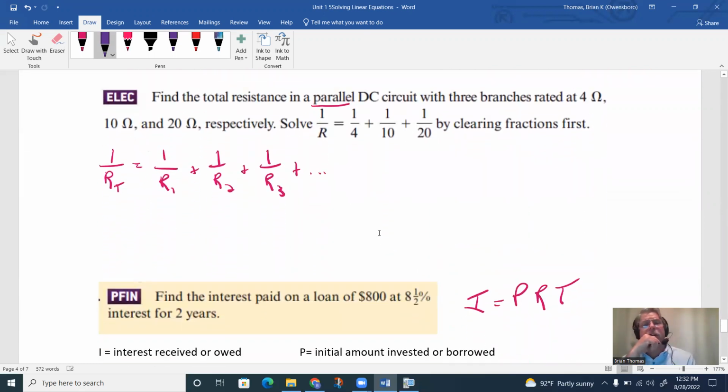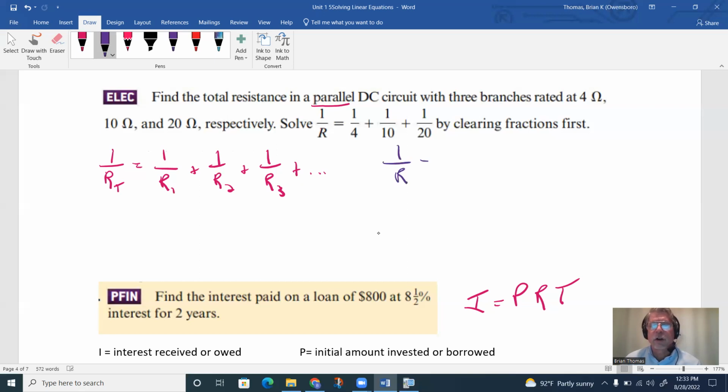So if I look at this application, find the total resistance in a parallel DC circuit with 3 branches rating at 4 ohms, 10 ohms, 20 ohms, respectively. To solve this, we have this equation given to us: 1 over R equals 1 over 4 plus 1 over 10 plus 1 over 20. The formula for a parallel circuit to find total resistance is 1 over RT equals 1 over R1 plus 1 over R2 plus 1 over R3. In other words, you add those together. So they've already created the equation for us.